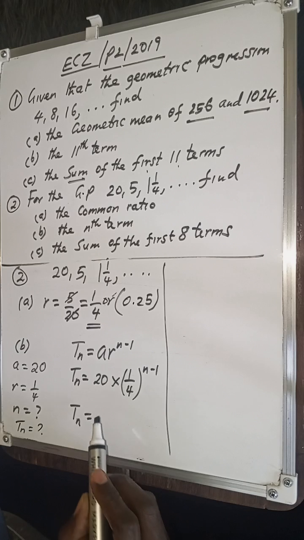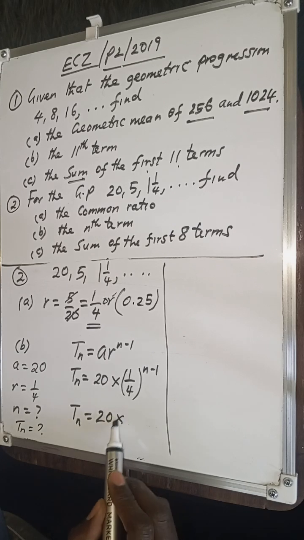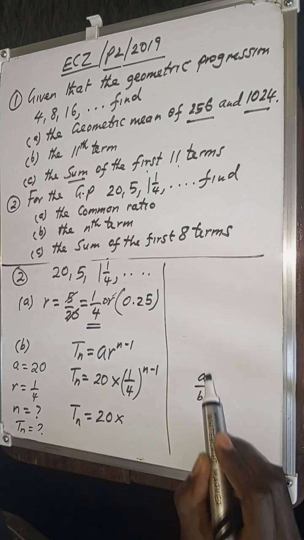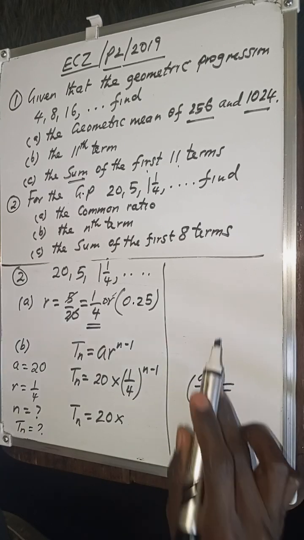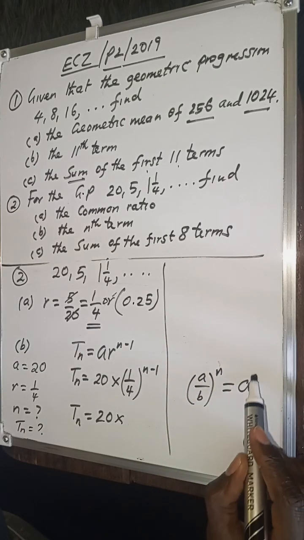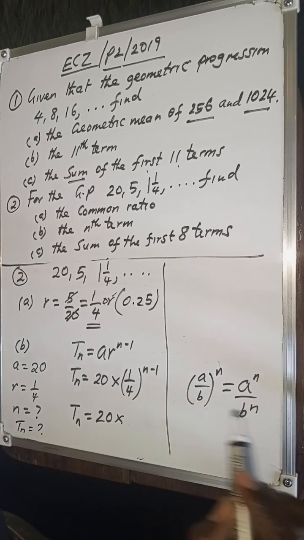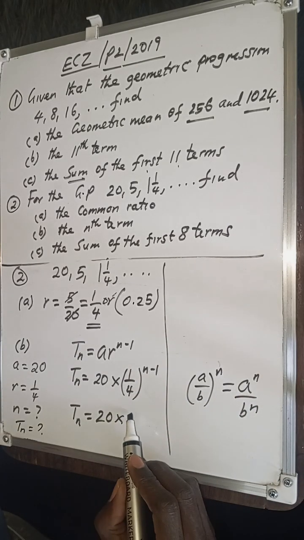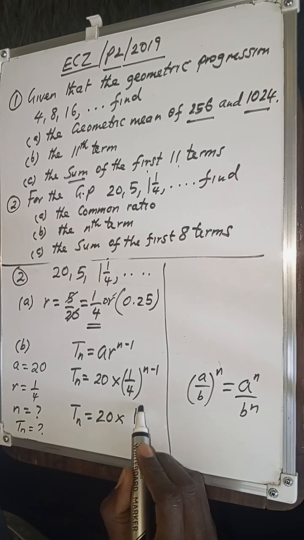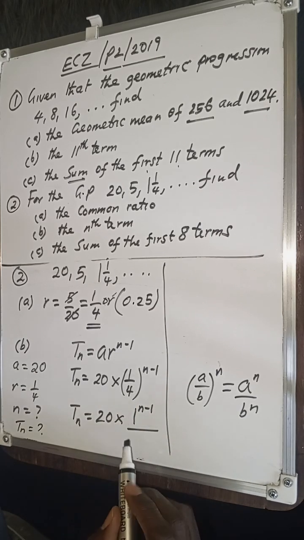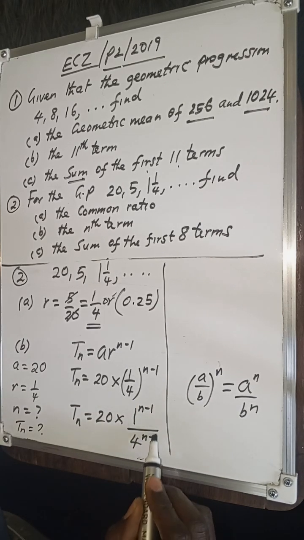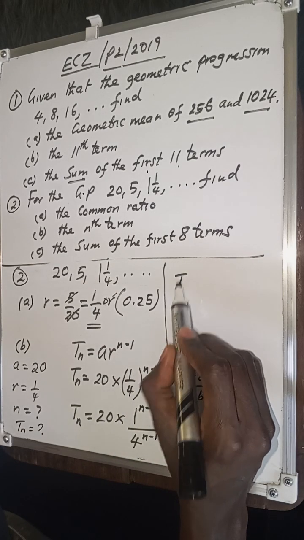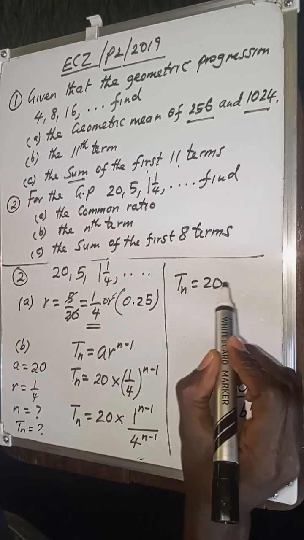So Tn is equal to 20. Remember, according to the laws of indices, a over b raised to the power n can be written as a raised to the power n over b raised to the power n. So in a similar way, you have 1 raised to n minus 1 over 4 raised to n minus 1. That's what we mean when you expand that. So it will be Tn is equal to 20.